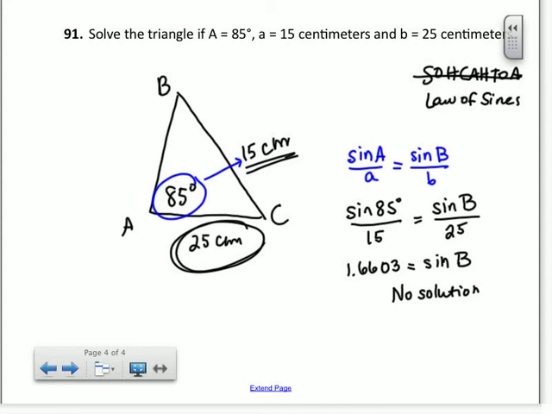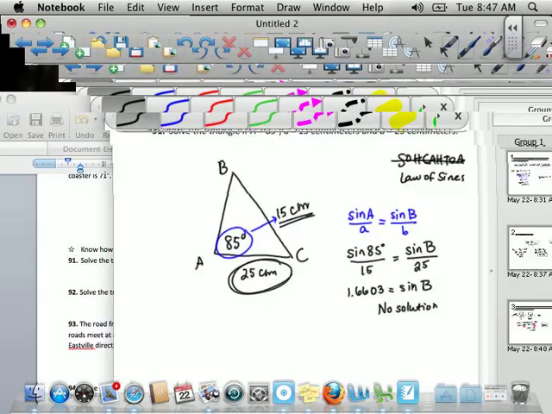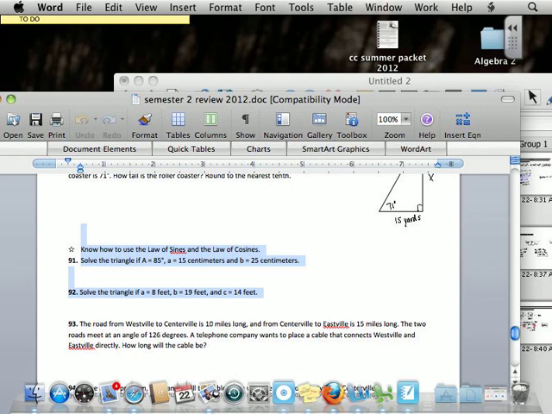For the next one, you don't have to do the whole thing, but would that be no solution too because you don't have any angle measurements? Nope, the next one you can do Law of Cosines. So is it 92? All right, and you might want to write yourself a note next to 92.